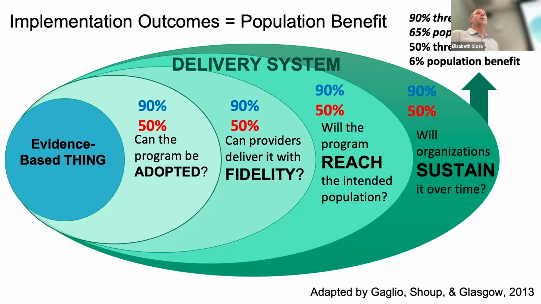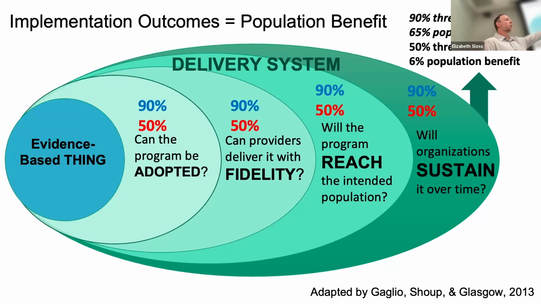You're still at 65% population impact. There are still enough sites that have not adopted, enough delivery agents delivering it with such low fidelity it's not actually working, and enough people that you're missing. And then, of course, there are probably sites and people who do not sustain over time, so you're actually only achieving 65% of the possible benefit. So this is kind of a population health, public health impact perspective on things.